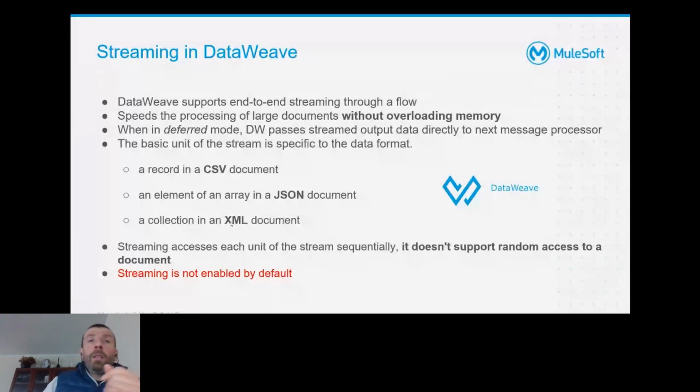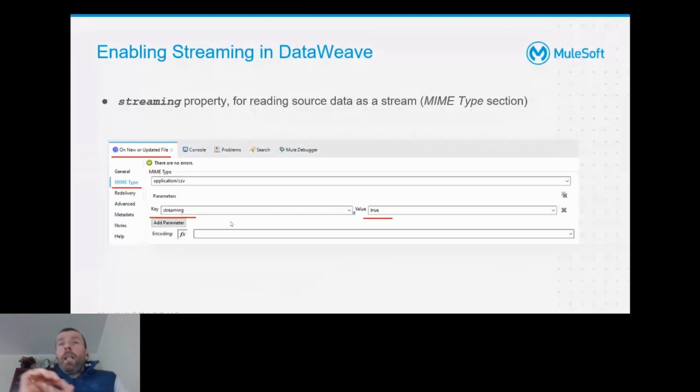And this streaming is not enabled. This type, or this deferred mode, is not enabled by default. We have to explicitly enable it. So there are two things that need to be done to make it work. They are very simple. The first thing, we need to instruct MuleSoft what type of data it will be dealing with, and to instruct it that it will be a stream.